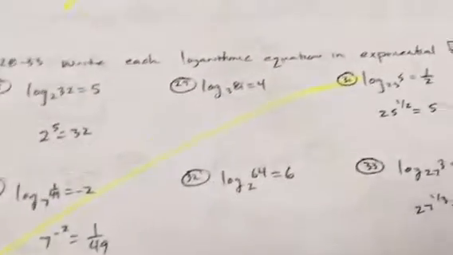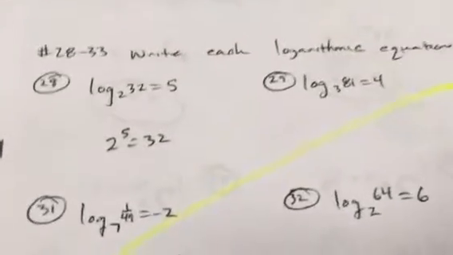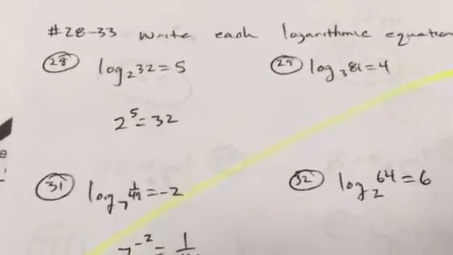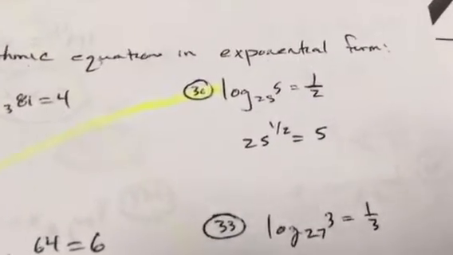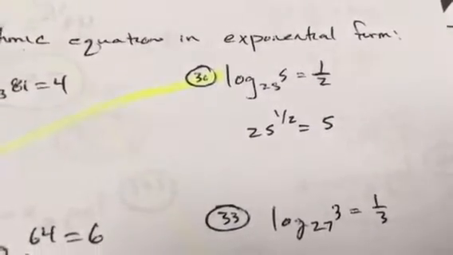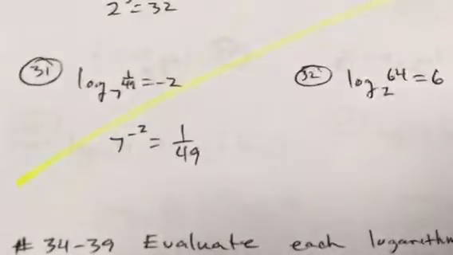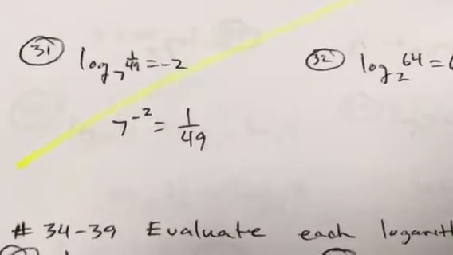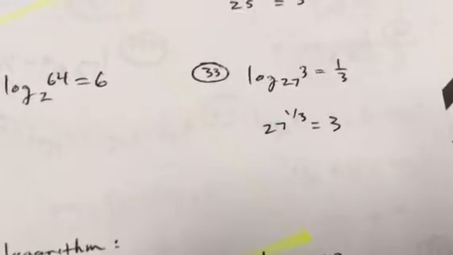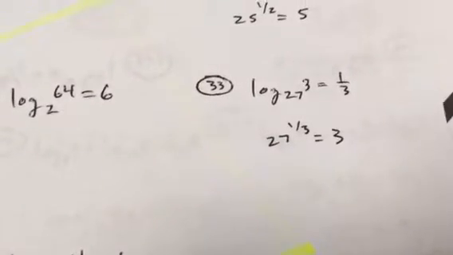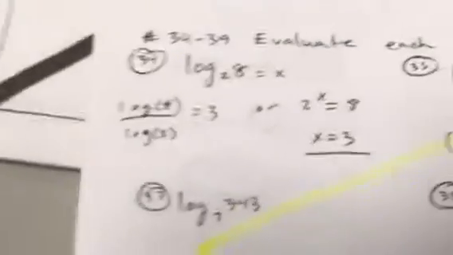This next one, write each log equation in exponential form. 2 to the 5th is 32. 2 is the base, 5 is the exponent, 32 is the answer. On 30, 25 is the base, 1/2 is the exponent, 5 is the answer. 31, 7 is the base, negative 2 is the exponent, 1 over 49 is the answer. Guys, these are easy to check because you should get true statements. 27 is the base, 1/3 is the exponent, 3 is the answer.